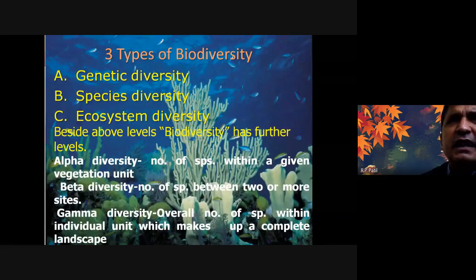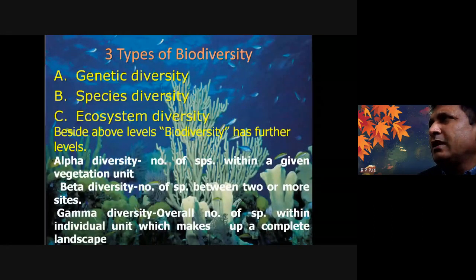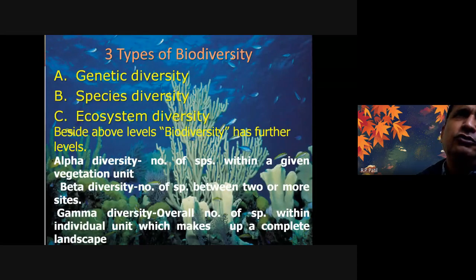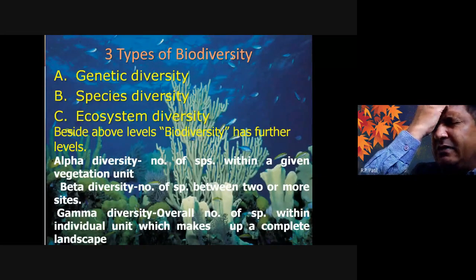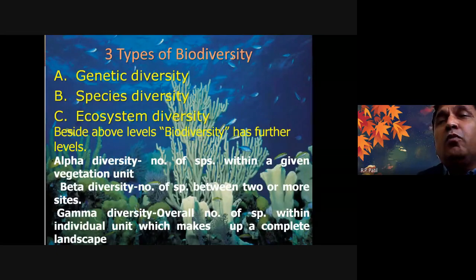What is the beta diversity? It is the number of species between two or more sites. There may be a transition, a mixing, a meeting point of two or a limited number of ecosystems, which may help in the moving of species from one place to another nearby place. Such diversity is called the beta diversity. So it is the ecological niche, a little more than that of the single unit of ecosystem.